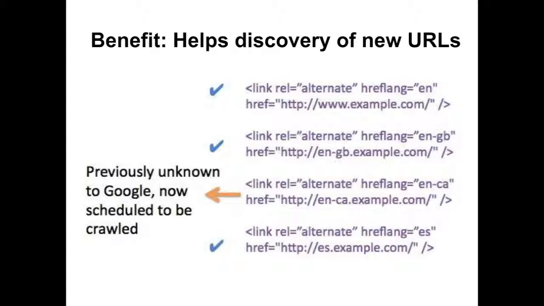Another benefit of using this markup is that it helps search engines to discover new URLs as you expand your site. For instance, one page may have 4 alternates listed. If we're only aware of 3 alternates, then we'll schedule the 4th URL to be crawled. Once the page is crawled, it can then be indexed and available in search results.